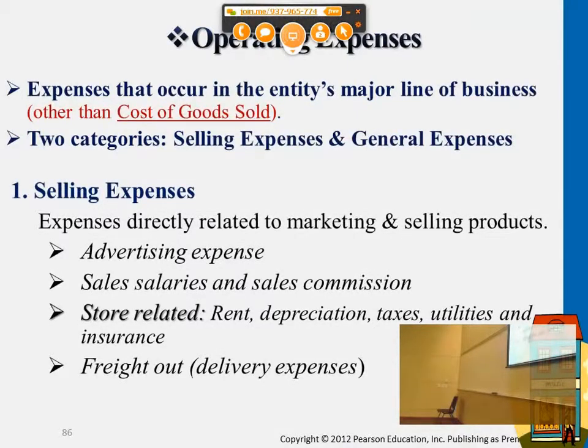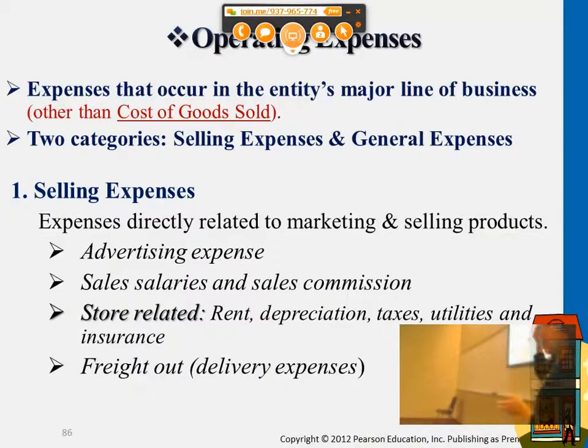Let's take a look at the detailed definition for these and some of the examples. So operating expenses, remember, is the middle part of the multi-step income statement. These are the expenses that we consider relate to day-to-day operations, day-to-day activities other than purchasing the inventory or selling the inventory. Okay, we break down all the expenses into two categories, selling expenses and general expenses.